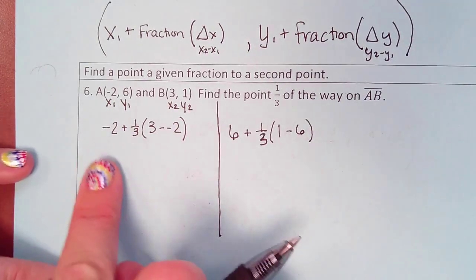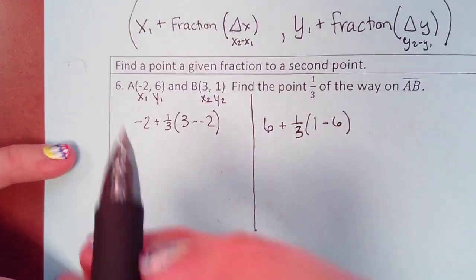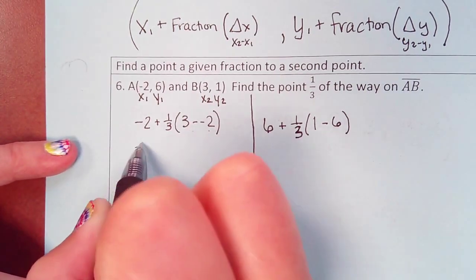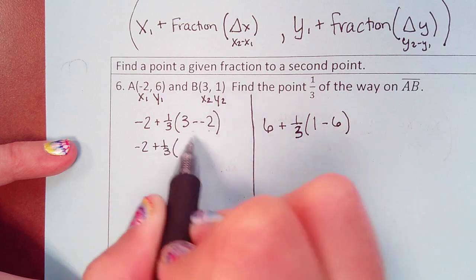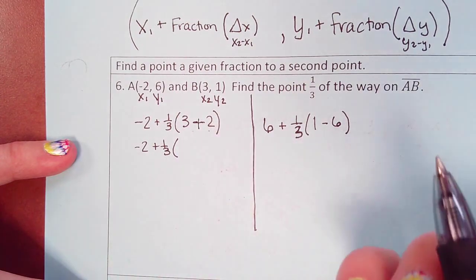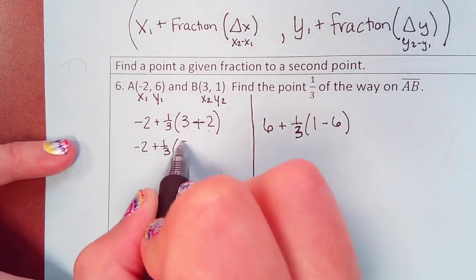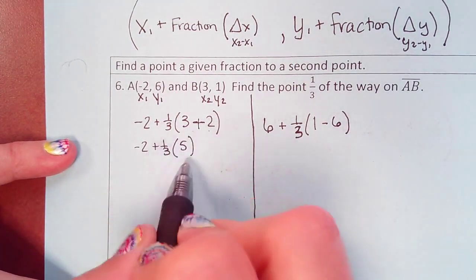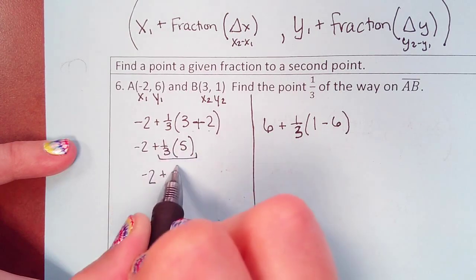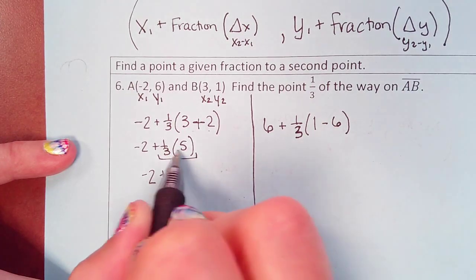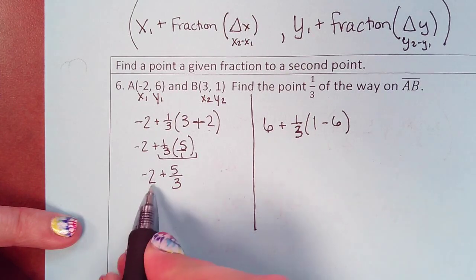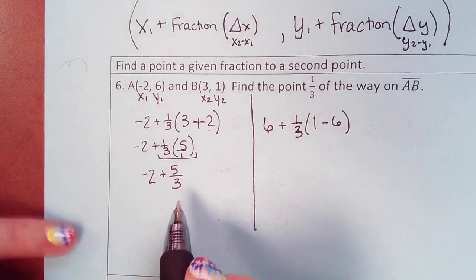All right, so here for our x coordinate, first thing I need to do is simplify inside these parentheses. So -2 plus 1/3 times 3 minus -2. Minus negative is the same thing as addition, so cross the lines, change the sign. 3 plus 2 is 5. Now I'm going to multiply these, so -2 plus 5 times 1 is 5 over 3. You can make that a fraction if you want to multiply. Now I have -2 plus 5/3.